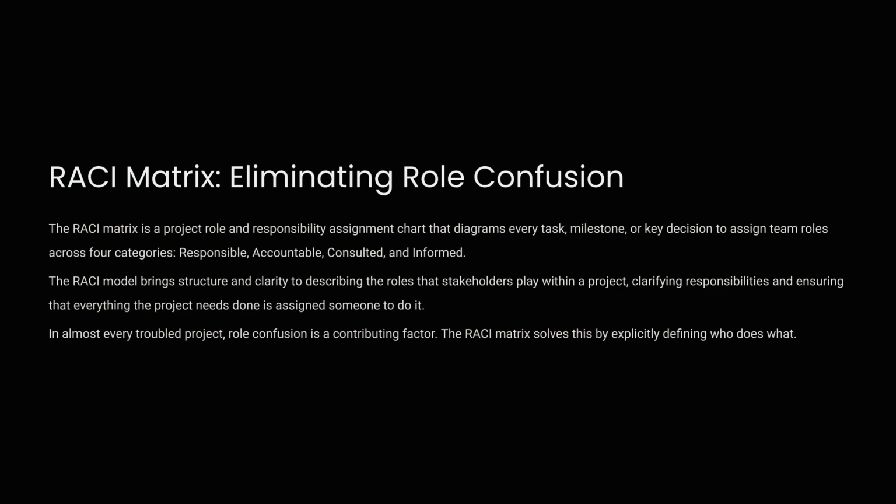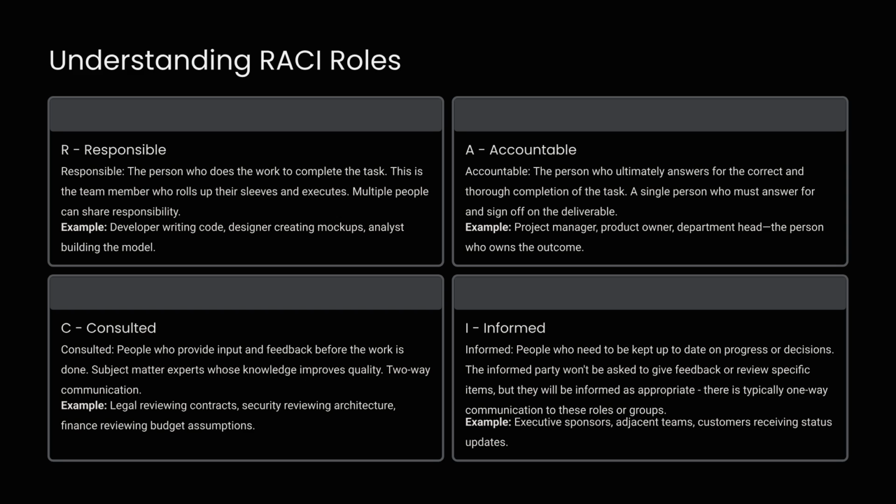The RACI matrix eliminates role confusion by clarifying responsibilities. It diagrams every task or decision, assigning team roles across 4 categories: responsible, accountable, consulted, and informed. R stands for responsible, the person doing the work. A is for accountable, the single person who signs off on the deliverable. C is consulted, those providing two-way input. I is informed, those receiving one-way status updates.